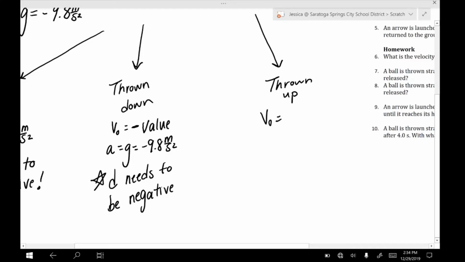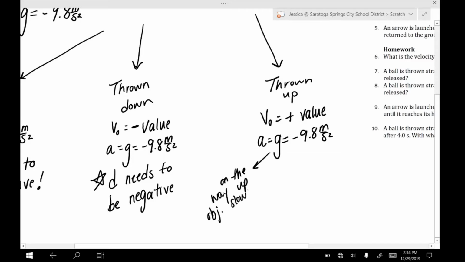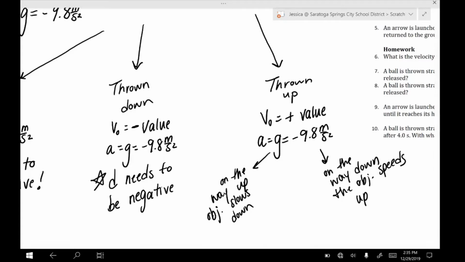An object thrown upwards is a little bit more complicated. Here, our initial velocity is a positive value, and our acceleration is negative 9.8 meters a second squared. So what this means for us is on the way up, the object slows down, and on the way down, when we have a negative velocity, the object speeds up. So what our object does is it slows down on the way up, speeds up on the way down.